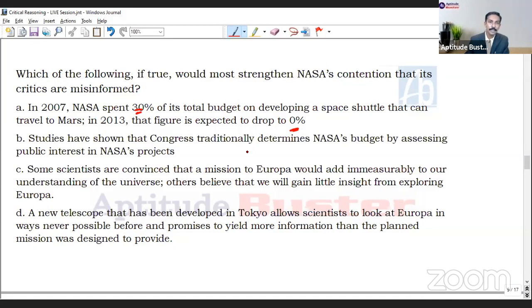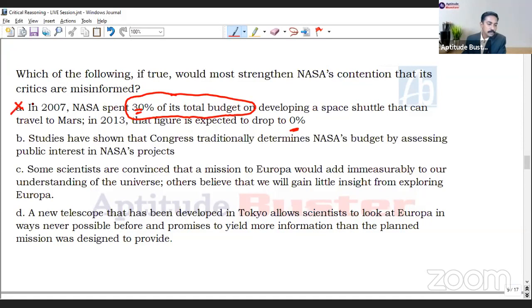Try to think it for a while. Are there any clue words in option A for you to easily figure out that option A is a misfit here? Of course, yes, there are clues. NASA spent 30% of its total budget. Is there any discussion of NASA's budget here, or its budget allocation, or how NASA spends its allocated funds? Certainly no, that is not the subject of discussion.